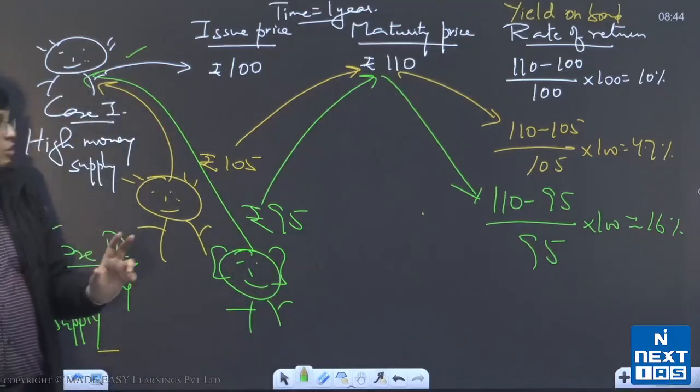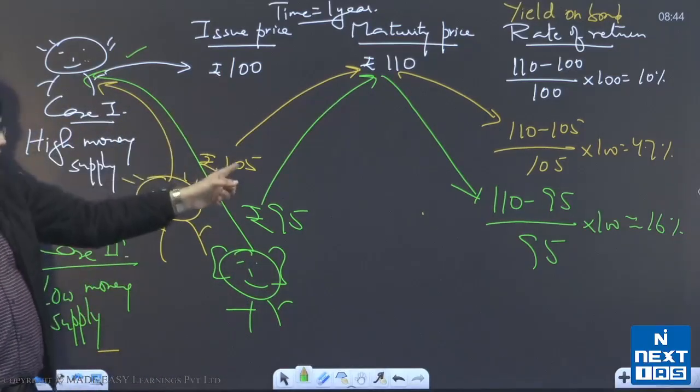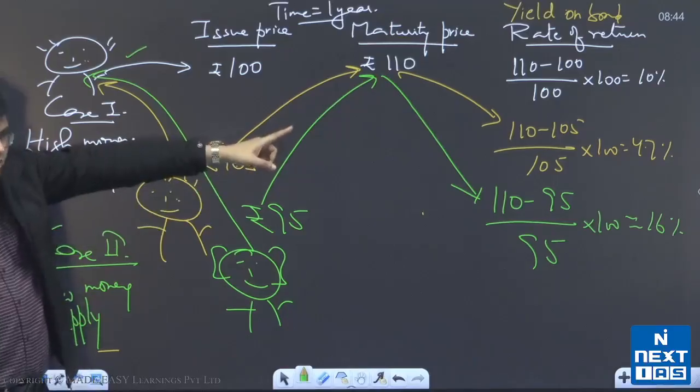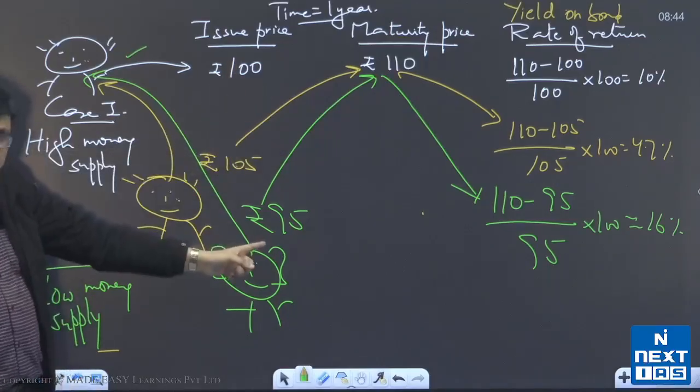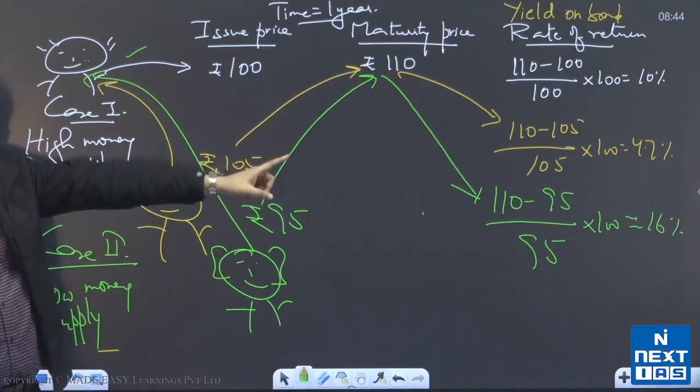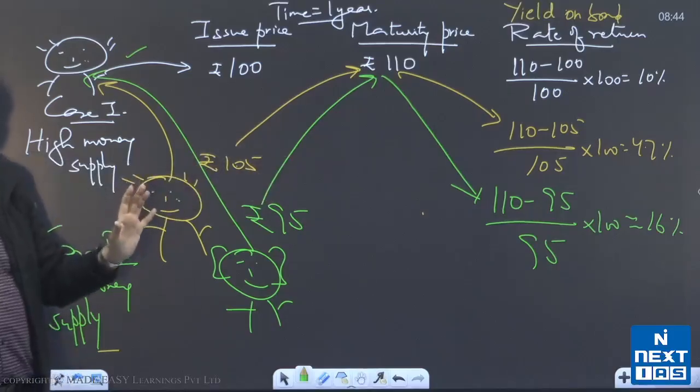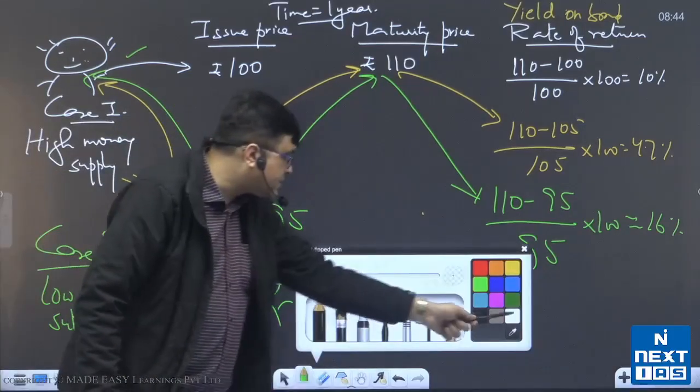What I'm trying to teach you is, if bond price rises, yield on bond falls. If bond price falls, yield on bond rises. Everybody can notice that? All right? So I'll again just write it up for you.